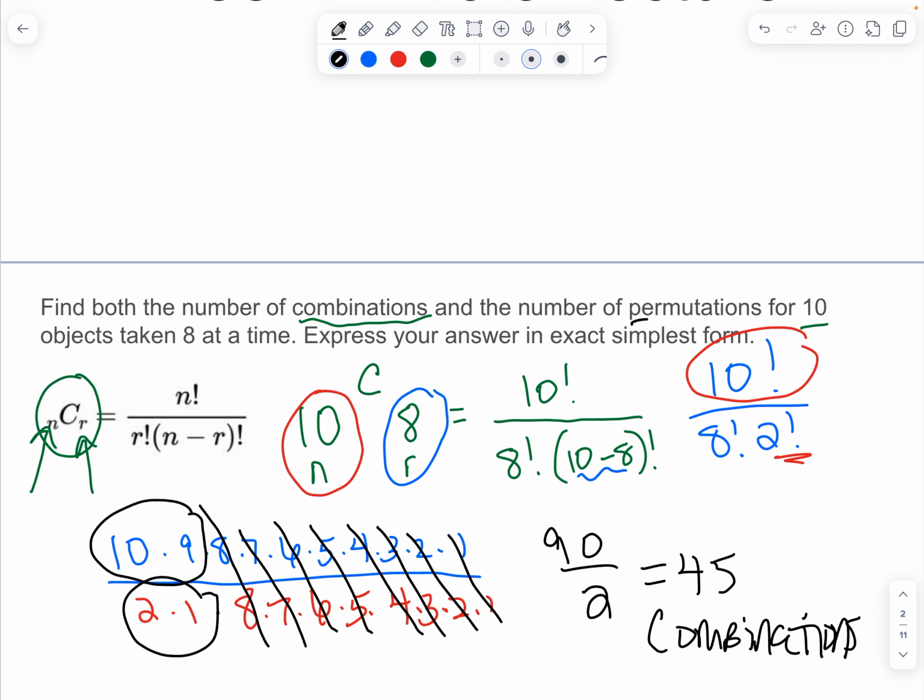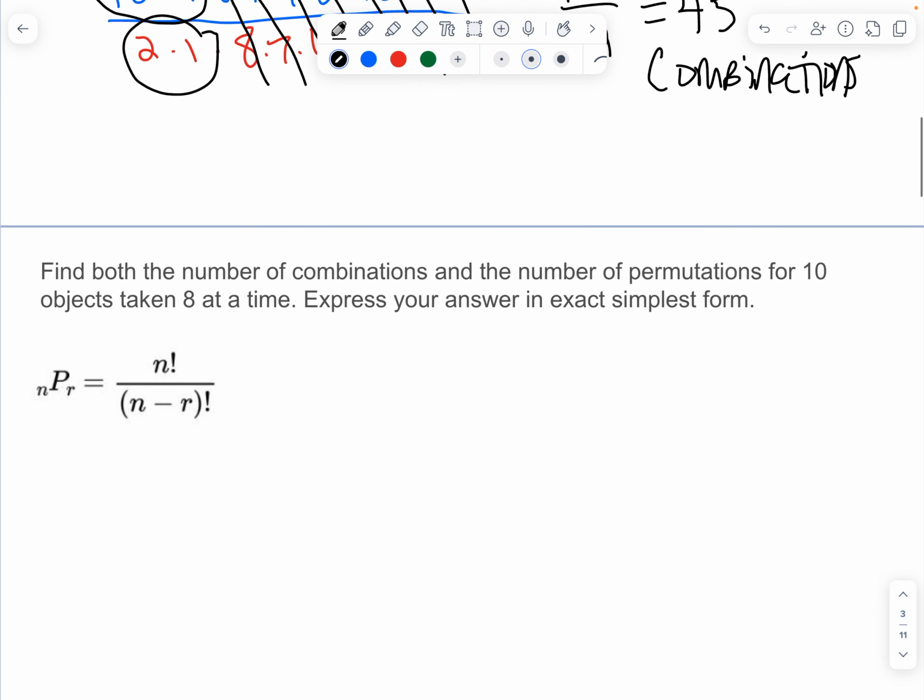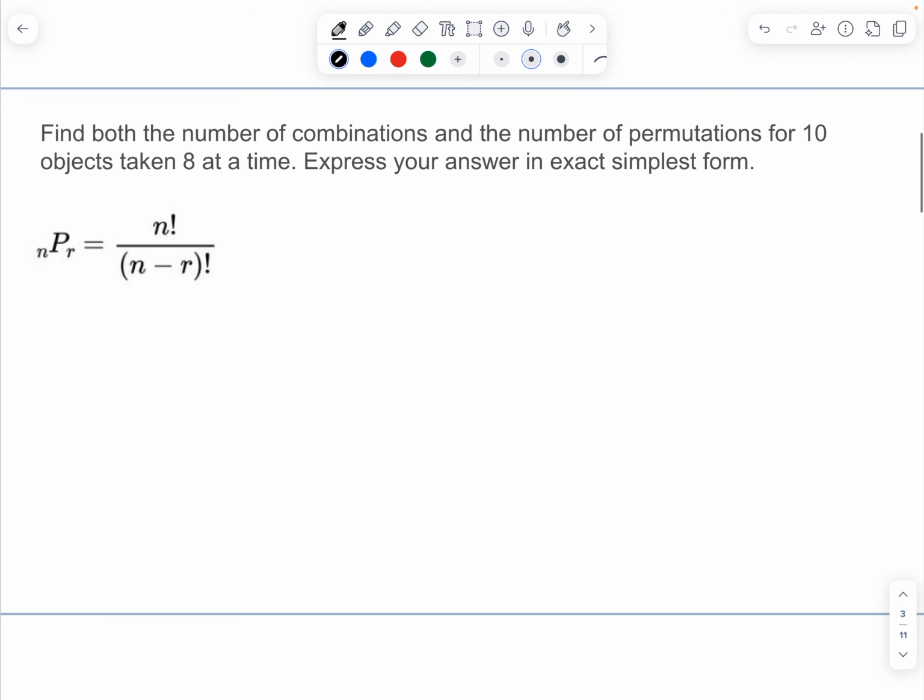Now let's do the permutation. So I'm going to go over here. So I put the permutation formula here for us. It's very similar. It's a little easier actually than the combination formula. So we have 10, but we're going to permute 8 objects taken at a time. So let's go ahead and throw this into our formula.